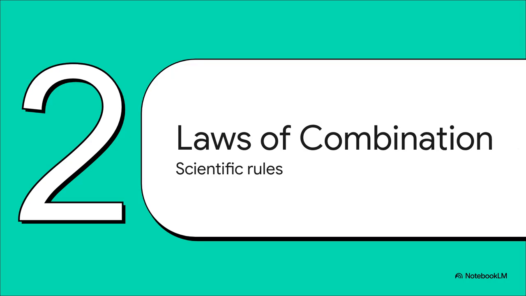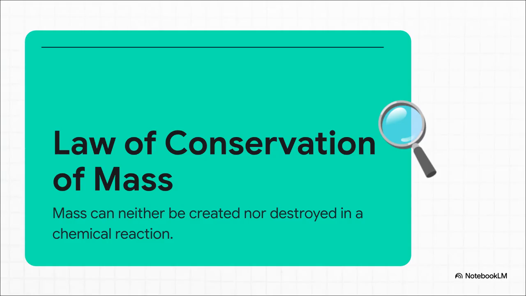Now, for a long time, these were just ideas, just philosophy. But then, science came into the picture. Scientists, especially Antoine Lavoisier, started doing careful experiments. And from these experiments, two very important laws of chemical combination were established. Okay, the first law is the law of conservation of mass. Now, this is something you must remember very clearly. It simply states that mass can neither be created nor destroyed in a chemical reaction.